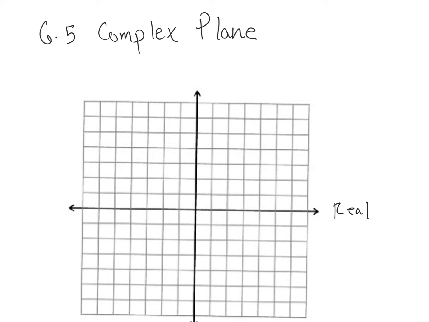Today on 6.5, we are going to talk about the complex plane. The complex plane is where real and imaginary numbers meet. The x-axis of the complex plane is where the real numbers go. So the x-coordinate is your real coordinate, and your y-coordinate is where your imaginary coordinates are.